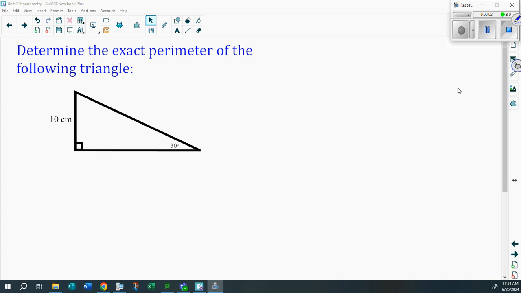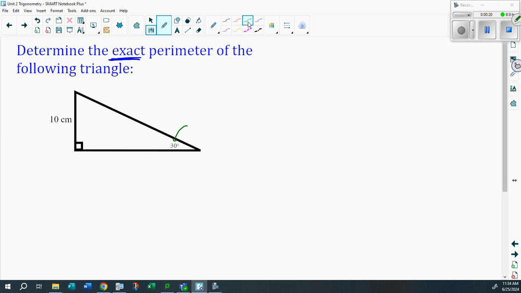Well, this should be fun. Look at this one. It says determine the exact perimeter of the following triangle. Now, as soon as it says exact again, you know and I know you're going to be dealing with those special triangles. But check this out. This is, of course, the 30, 60, 90.